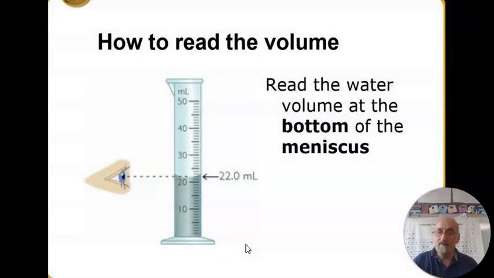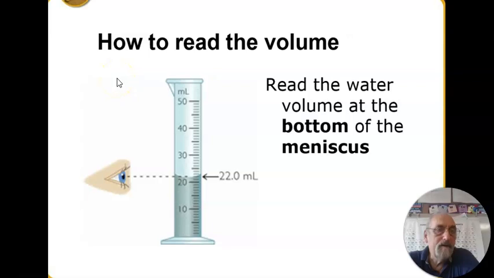Well, chemists got together, and what they decided is that they would read this from the very bottom of the meniscus. So the bottom of the meniscus lines up with a line, and you can see here that you would read 22.0. Even though the top of the meniscus comes up to 23, you would read it as 22.0 because we read it from the bottom of the meniscus.